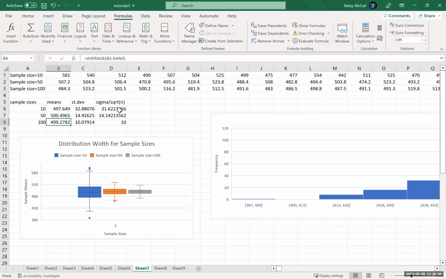For my sample size 10, it's 100 divided by the square root of 10. For sample size 50, it's 100 divided by the square root of 50. And for this one, it's 100 divided by the square root of 100. You can see that the calculated values that we get, again, random noise, they're not going to be completely precise, but they are very similar to what we would expect. And if we were to repeat this or have even more examples, then eventually we would expect to get closer and closer and closer to our expectations.